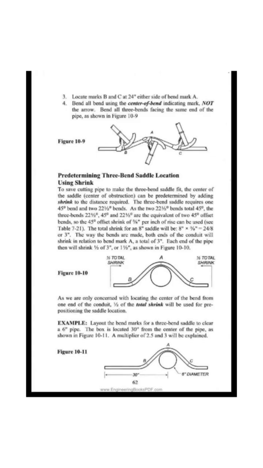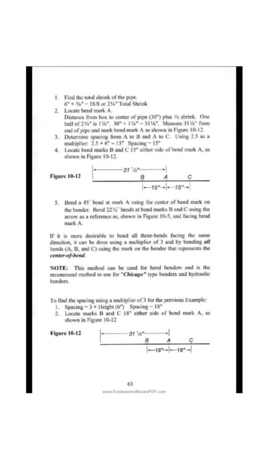Example. Lay out the bend marks for a 3-bend saddle to clear a 6 inch pipe. The box is located 30 inches from the center of the pipe, as shown in figure 10-11. A multiplier of 2.5 and 3 will be explained. 1. Find the total shrink of the pipe. 6 inches by 3/8 equals 18/8 or 2.25 total shrink. 2. Locate bend mark A at the distance from box to center of pipe, 30 inches, plus 1/2 shrink. 1/2 of 2.25 is 1 1/8. 30 inches plus 1 1/8 equals 31 1/8. Measure 31 1/8 from end of pipe and mark bend mark A as shown in figure 10-12.